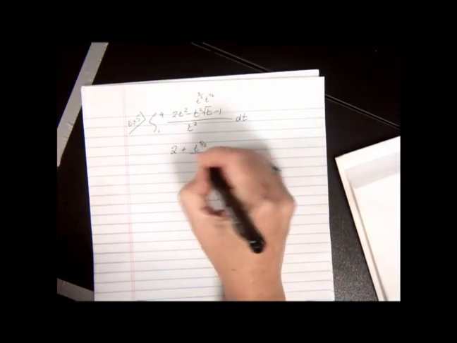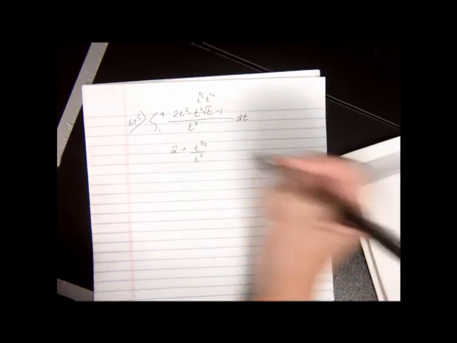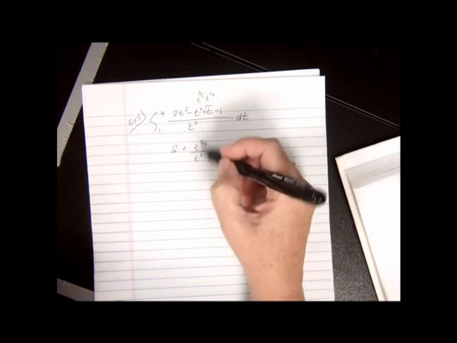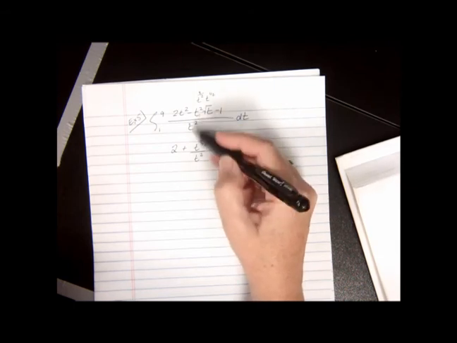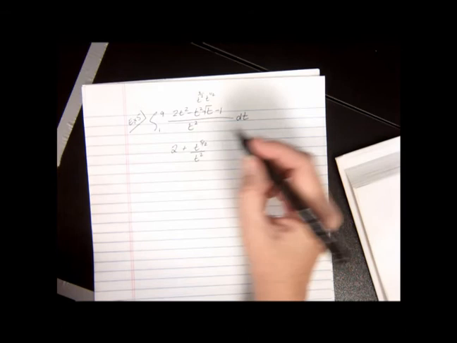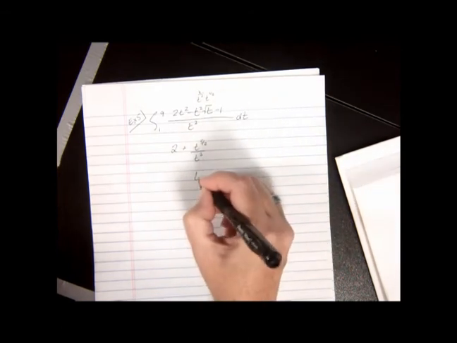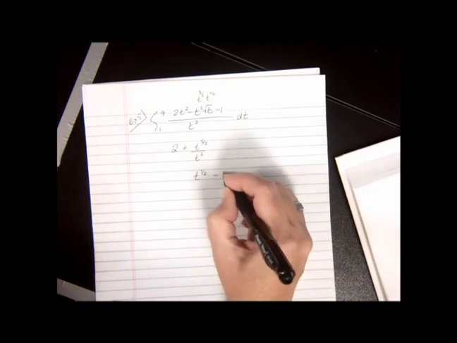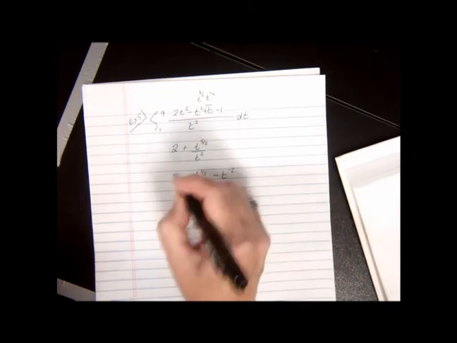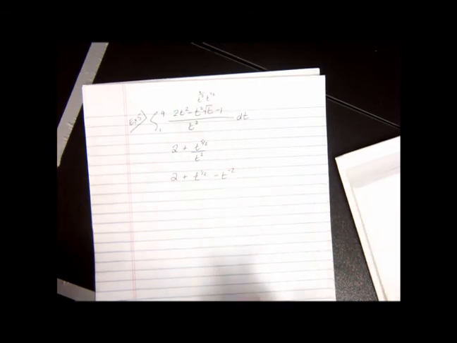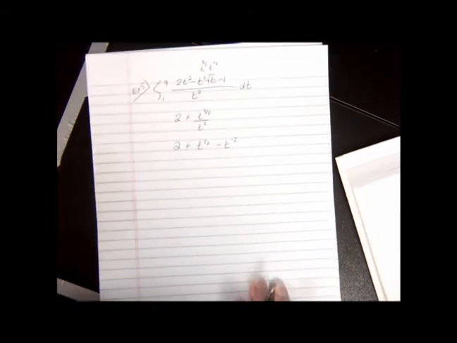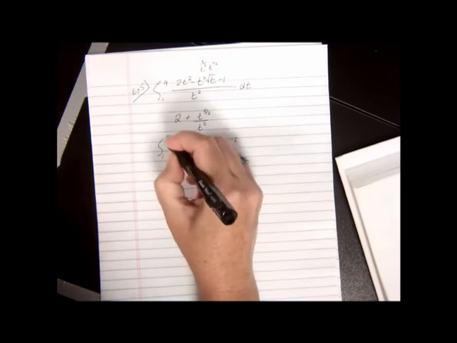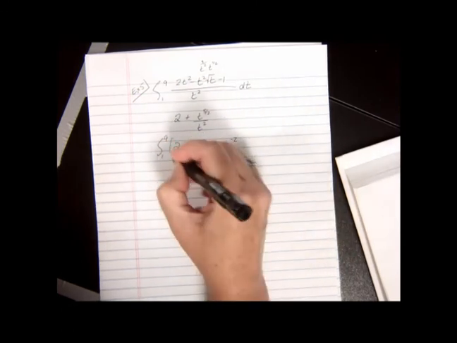over t squared. So that means I'm subtracting these two, and when I subtract these two, I can reduce my t squareds, and that will just leave me with t to the 1/2. And then finally minus t to the -2. So this is what it looks like when I simplify it, making it easier to integrate. And this is still dt.